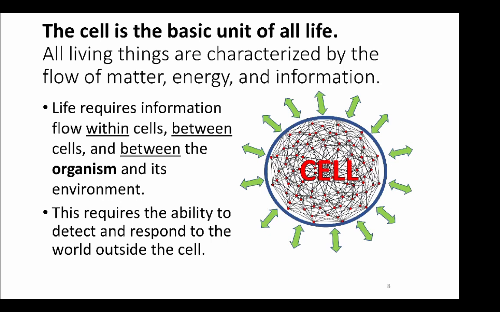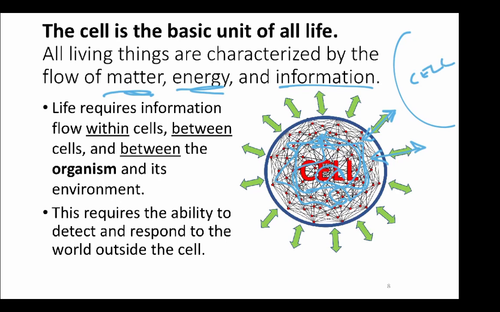So the cell's the basic unit of life. As I said before, all living things are characterized by the flow of matter, which is stuff that you can weigh, let's say it that way, energy, which is what organizes and moves matter, and information. So for life to exist at the cellular level or the organismal level, you need a flow of information inside cells. We're going to talk about that. You need a flow of information between each single cell and the environment around it, and then between one cell and the next.